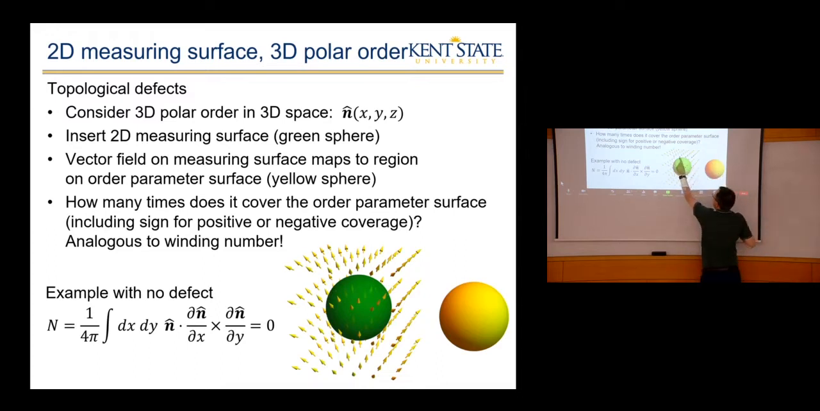So for example, this point maps onto the North Pole. This point maps onto a point over here. This maps onto a point over there, okay? So now I look at the unit vector defined everywhere here, and I ask, how many times does that cover the unit sphere here? Okay, and the coverage can be either in a positive or a negative sense, the same way as with winding number. With winding number, remember, we could have the orientation go around counterclockwise, and that counts as positive, or it could go clockwise, and that counts as negative, okay?